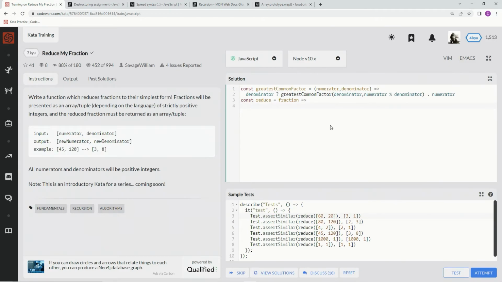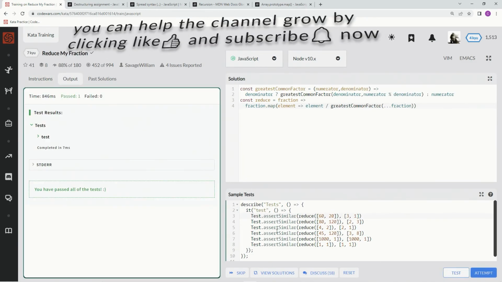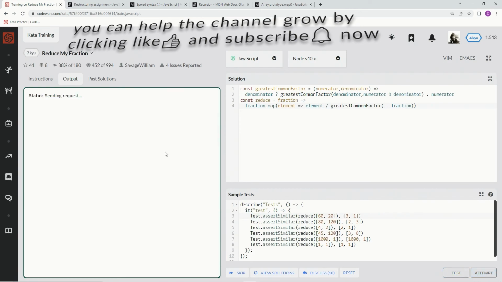And now we can do the reduce thing. And all we have to do for this one is say fraction.map. And for the element, we're just going to use element. And then we're going to say element divided by greatest common factor. And in here, we're just going to do again with the spread syntax, fraction, all right? And let's see if this works. All right, good. And let's attempt it.